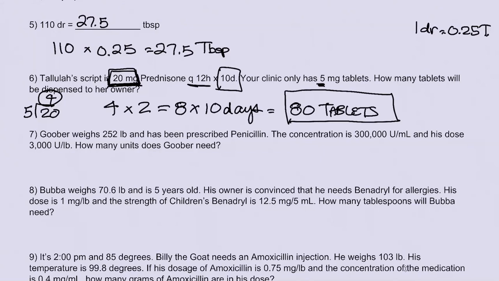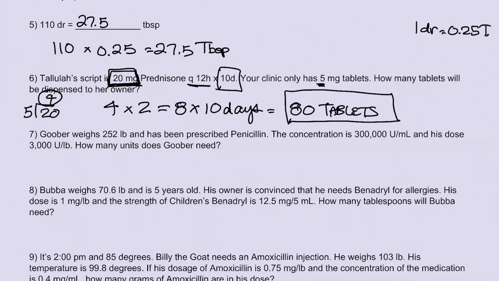All right, number 7, Goober. Little Goober is 252 pounds. The concentration of penicillin he needs is 300,000 units per milliliter. His dose is 3,000 units per pound. So how many units does Goober need?